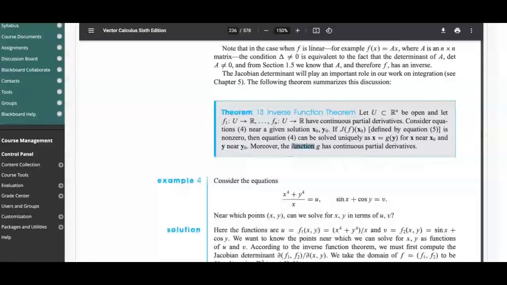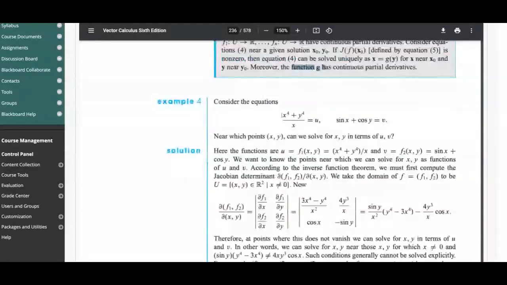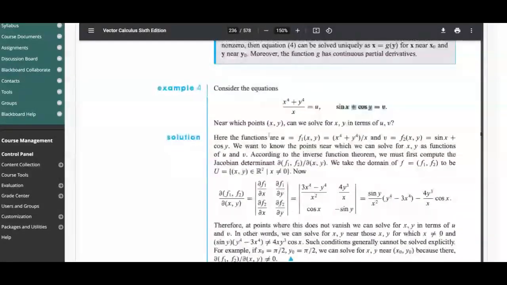Moreover, function g has continuous partial derivatives. Let's see this example. We have this equation, u defined in terms of x and y, and v defined in terms of x and y. So u, v are functions from 2-space to 1-space. So near the point x, y, can we solve for x, y in terms of u and v?